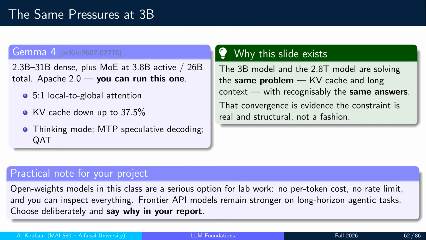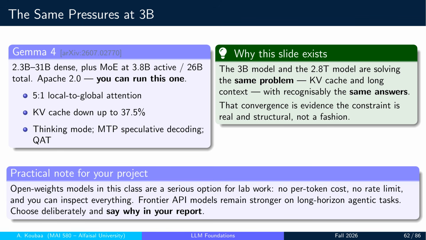Now, look at the same pressures at a completely different scale. Gemma 4, dense models from 2.3 billion to 31 billion, plus a mixture of experts version with 3.8 billion active out of 26 billion total. It is Apache 2.0 licensed, which means you can actually run this one on hardware you can actually get. Look at the techniques listed. 5-to-1 local to global attention. KV cache reduced by up to 37.5%. A thinking mode, speculative decoding, and quantization-aware training.